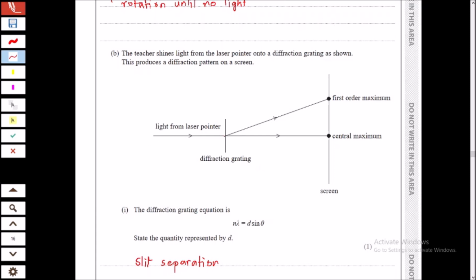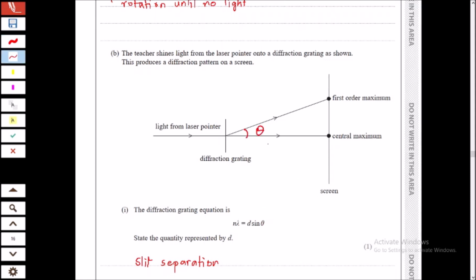So here we have a very small gap, a very small slit. From here the light diffracts, and this is the central maximum, and this is the first order maximum. Here is the dark and here is the first maximum. Okay, so the diffraction grating equation is this. n means which order maximum we are talking about. If we are talking about the first order maximum, n has a value of 1. Lambda is the wavelength, d is the distance between the grating and the screen, and theta is this much.